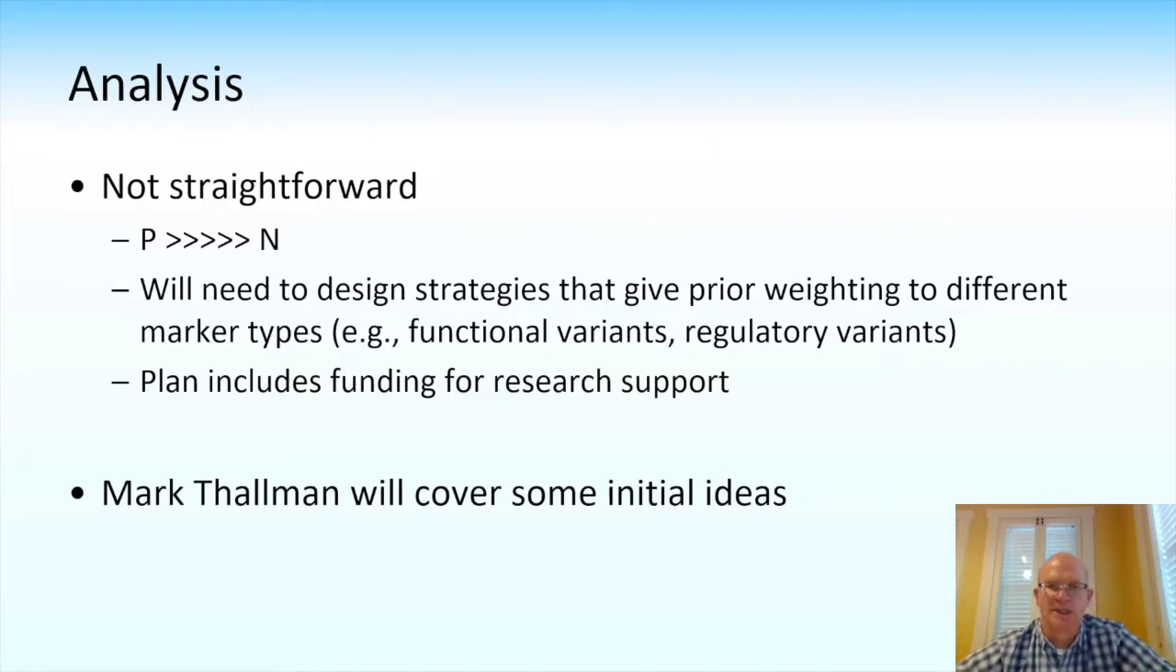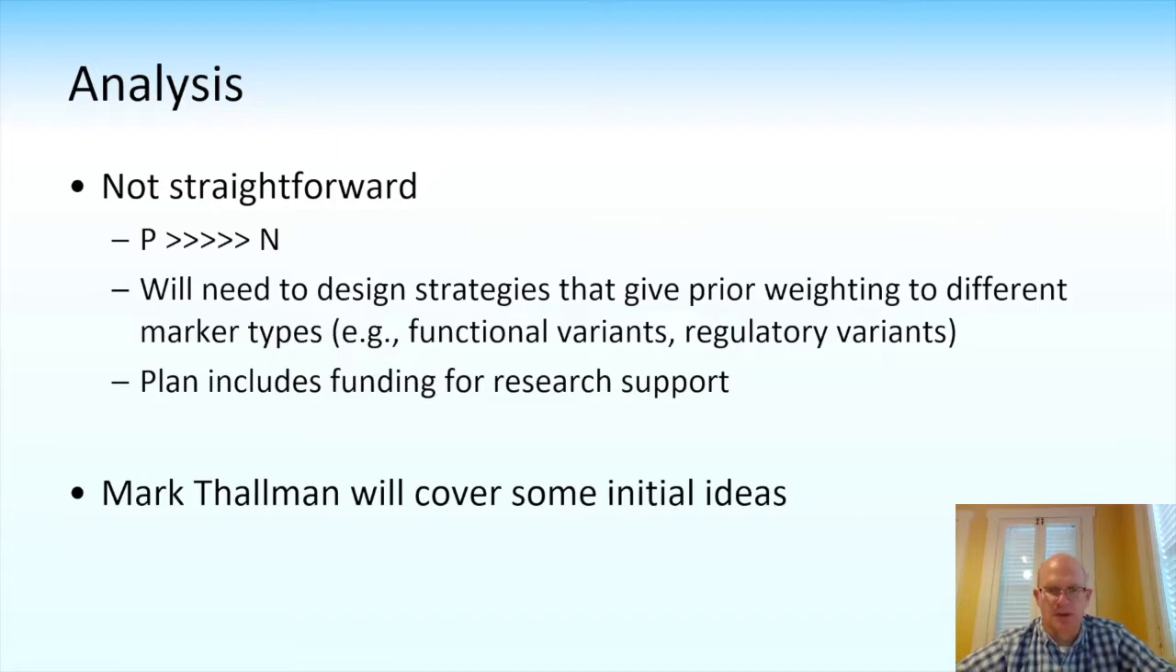So we need to design strategies that give prior weighting to different marker types, like the functional variants I talked about earlier, or regulatory variants or things like that. Basically classify variants and assign different structures of the total genotypic variance to each of these different classes to see if it's worthwhile breaking up the marker sets into things that we think are more likely to affect the traits we're interested in.